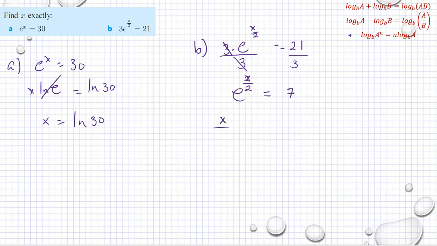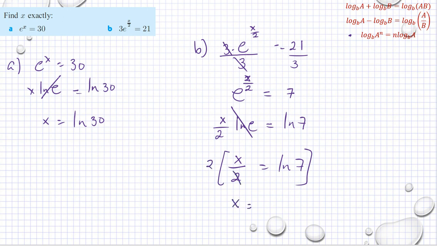Then we have x divided by 2, ln of e, is equal to ln of 7. This is 1. Then we have x divided by 2 is equal to ln of 7. And if we multiply both sides of the equation by 2, then this will become 1. Then we have x is equal to 2 ln of 7.